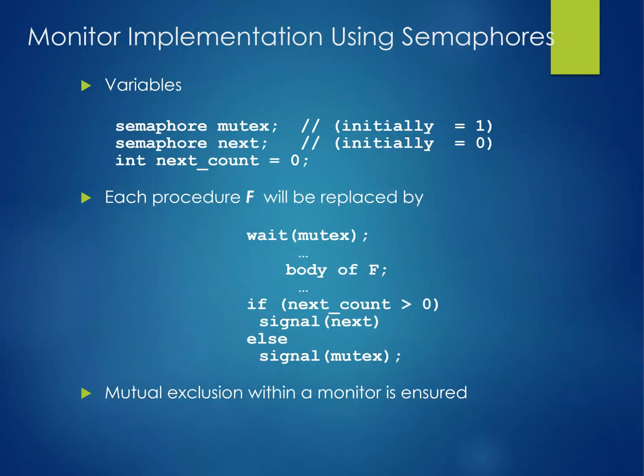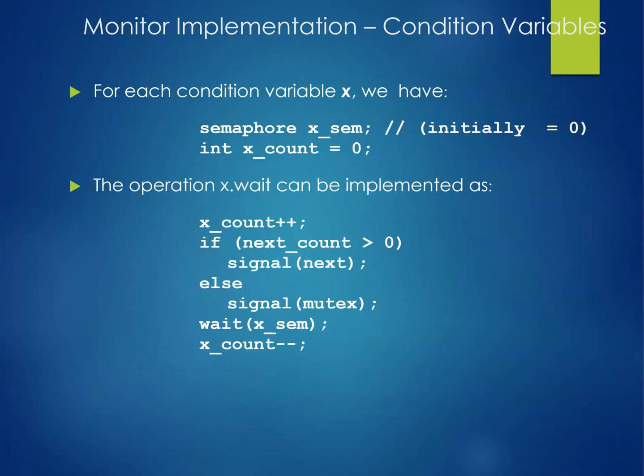You can use semaphores to implement a monitor. And so basically, you wait for a mutex. If the next count is greater than 0, then we signal the next. Otherwise, we signal the mutex. So that way it'll release. For each condition variable, x.wait can be implemented by counting for that particular variable. And if it's greater than 0, we signal. Otherwise, we signal the mutex. And then we wait for the semaphore to let us through.